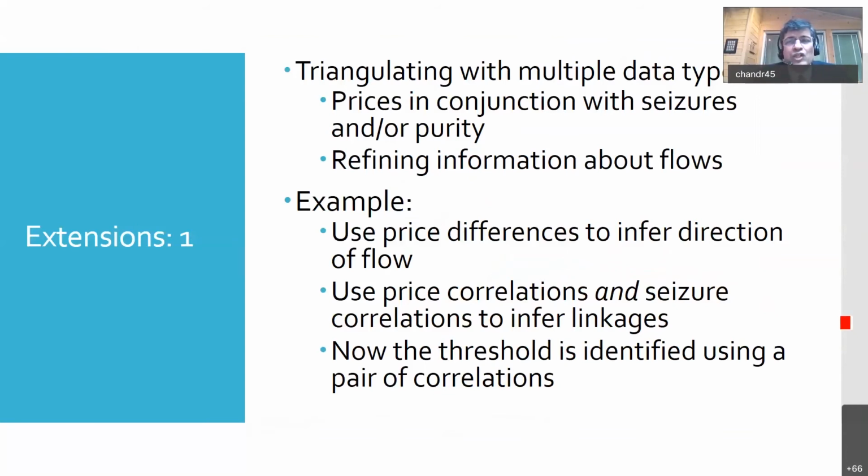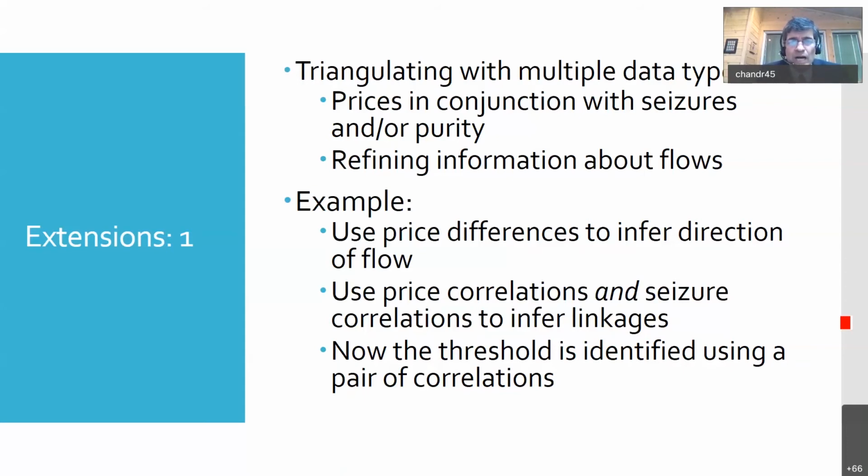And I had mentioned that there are additional types of data that we can use to try to figure out what's going on with drug flows. Turns out seizures and purity can tell us quite a bit, and they can actually help us triangulate. So let's say prices tell us this is the way the flows look. Seizures of drugs or purity, to the extent that they contain information, can help us confirm or call into question some of those phenomena that we see with price data. They can help us refine our information.